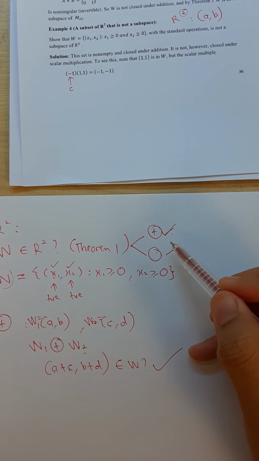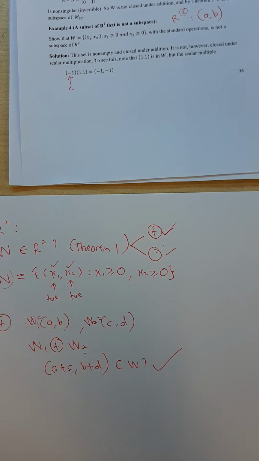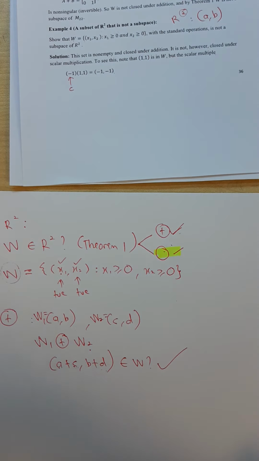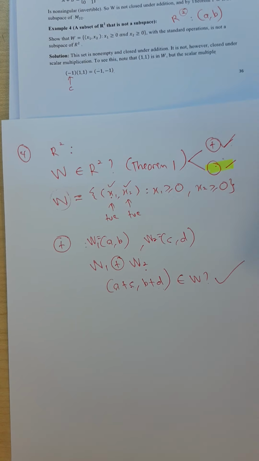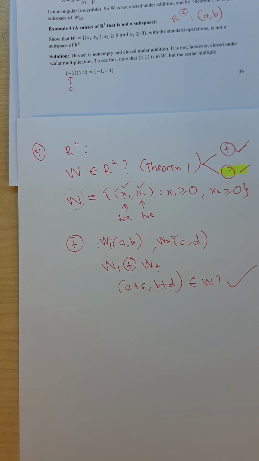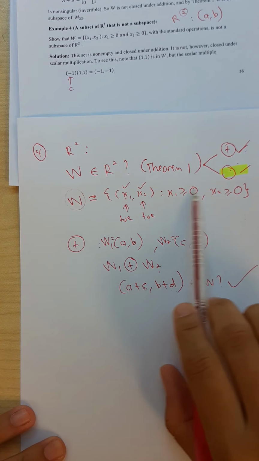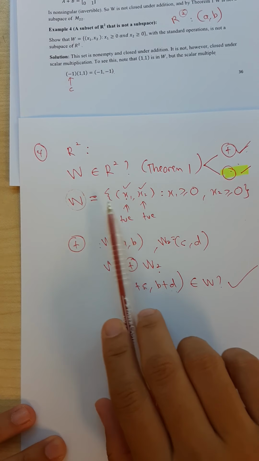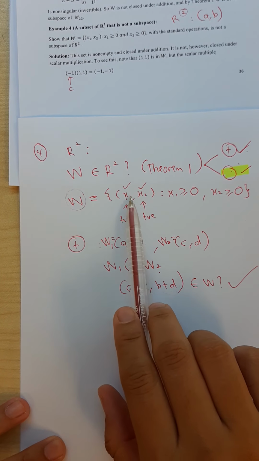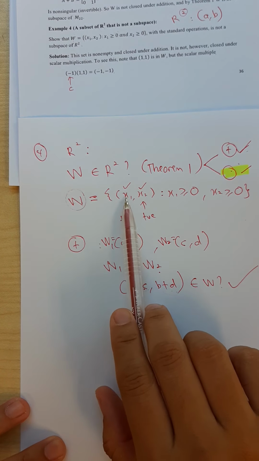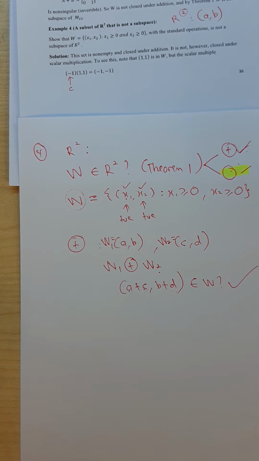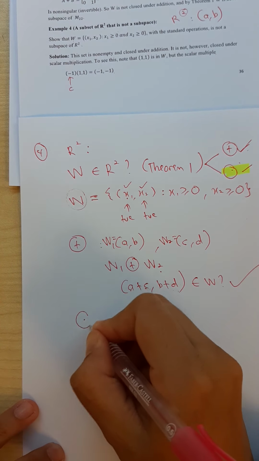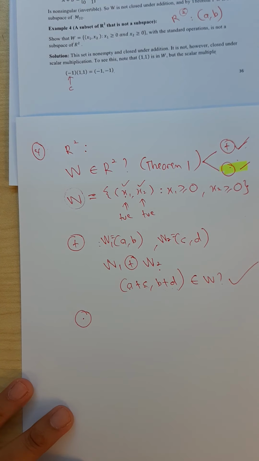And now we need to check the second part here, which is the scalar multiplication part. Remember, for the scalar multiplication part, the scalar that you choose can be anything, because this definition is just restricting the values of x1 and x2, but not the scalar value. The scalar value can be anything. It can be a fraction, a negative number, a positive number, anything. So let's try the scalar multiplication.